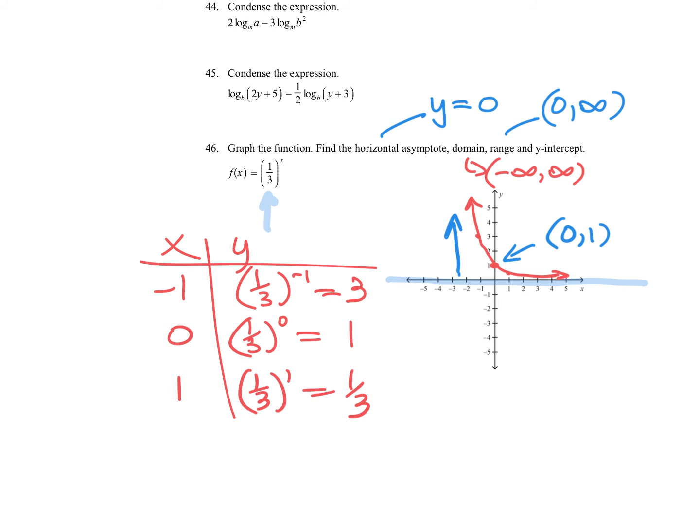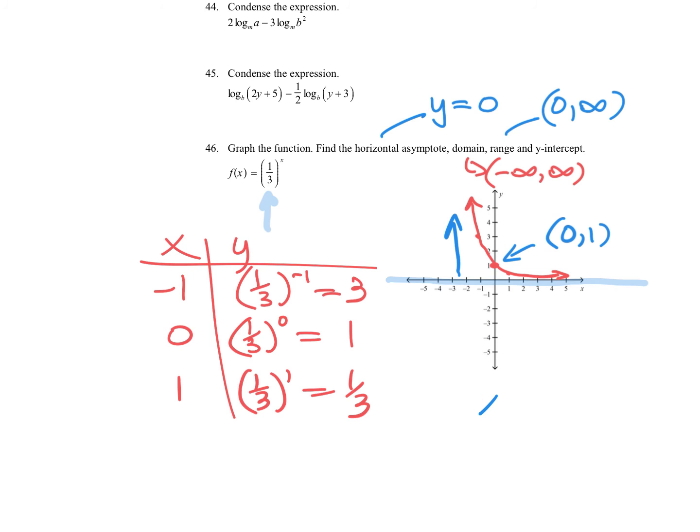So again, be able to give me at least 3 points on your graph by doing your little chart, and then tell me the asymptote. If it's horizontal, it'll specify in the problem. Here, when it's exponential, it'll be horizontal. When it's log, it'll be vertical. Be able to give me domain, range, and then either an x or a y-intercept.